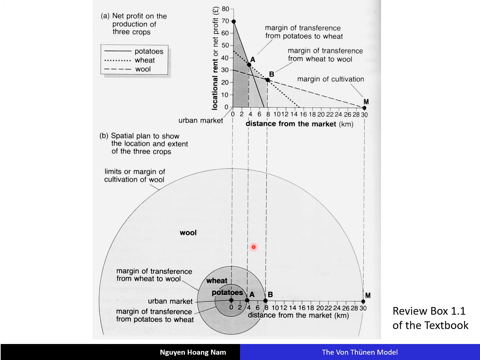Okay, the concentric pattern is like this. Let's say we have a land here. We have wool, wheat, and potatoes to choose. Let's say the land use pattern will be designed as concentric patterns, or it's also called rings. So circles or rings.